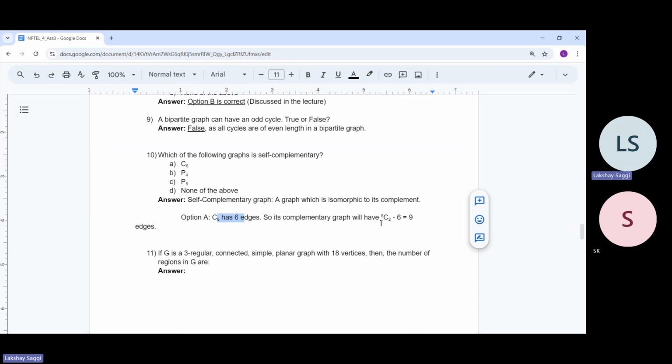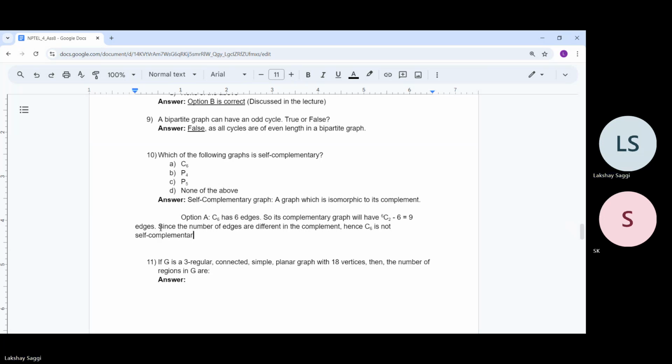So these cannot be self-complementary. Since these two graphs cannot be isomorphic, right? A graph of 6 edges and a graph of 9 edges cannot be isomorphic to each other. So that's why it won't be self-complementary, since the number of edges are different in the complement. Hence, C6 is not self-complementary. So C6 is not self-complementary.